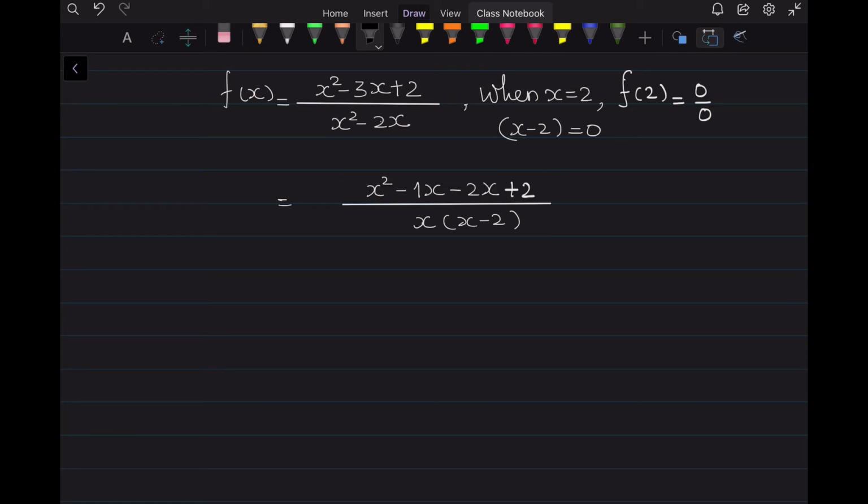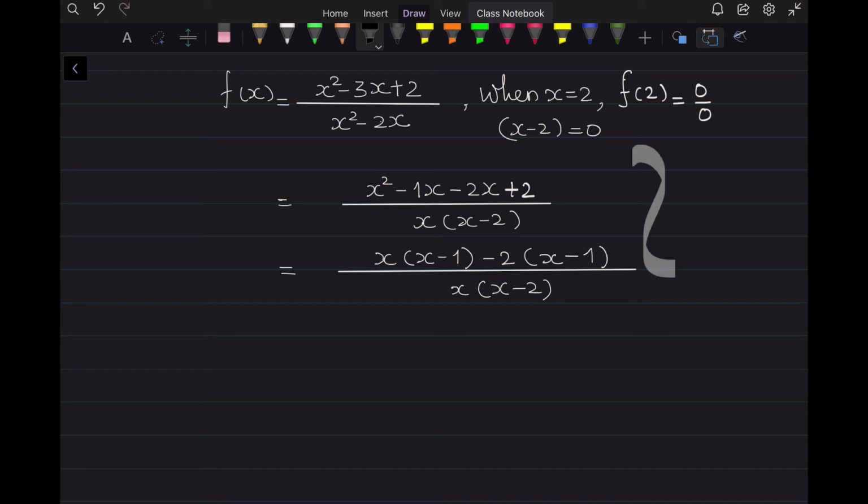So for that, I will take these two terms together and then these two terms together. So in these two terms, I can see that x is present in this term as well as in this term. So I can take x common. So I will be left with x minus 1 inside. And similarly, from these two terms, I'll take minus 2 common. So minus 2 is common here, and I'll be left with x minus 1 inside, and it is divided by x times x minus 2.